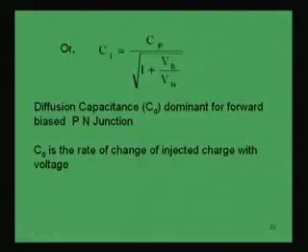And there is another diffusion capacitance which is prominent for forward bias PN junction, and this diffusion capacitance CD is the rate of change of injected charge with voltage. And so, if we consider the small signal model of a diode, apart from the average resistance, there will be two other factors, one is the junction capacitance, one is the diffusion capacitance.